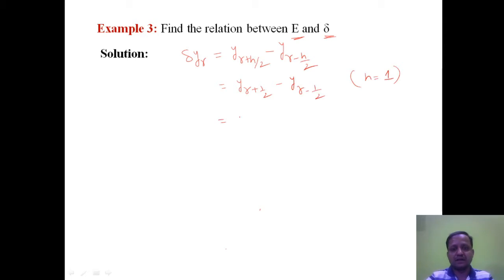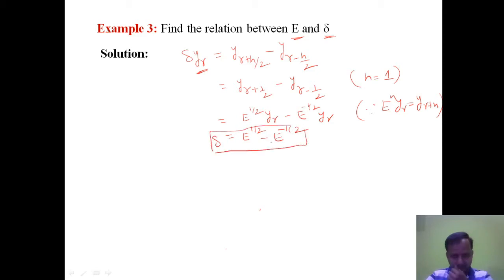Using the shift operator and the previous formula, we can write 1 by 2 by r minus E power 1 by 2 by r. The left hand side y r is there, so we need y r in the right hand side. Since E power n y r is equal to y r plus n, we know this form, so you can take y r common. Finally, we will get E power 1 by 2 minus E power minus 1 by 2. Delta is equal to E power 1 by 2 minus E power minus 1 by 2.